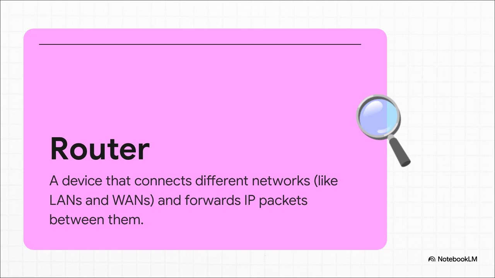It's your router. Now, a router is totally different from a switch. It couldn't care less about those local MAC addresses. The router's job is to be the big highway interchange for the entire internet. It looks at the global destination IP address on the packet, and its whole job is to figure out which highway to send it down to get it just one step closer to where it's ultimately going.